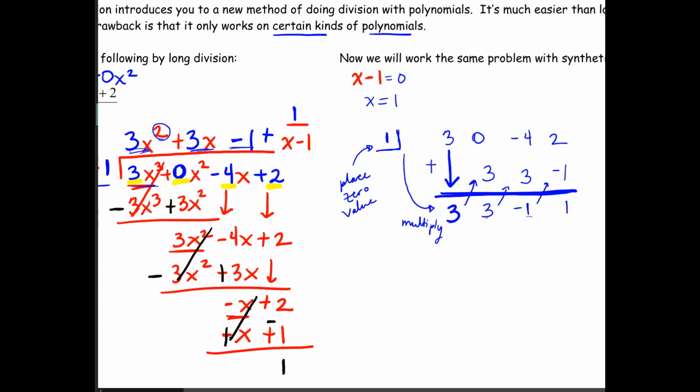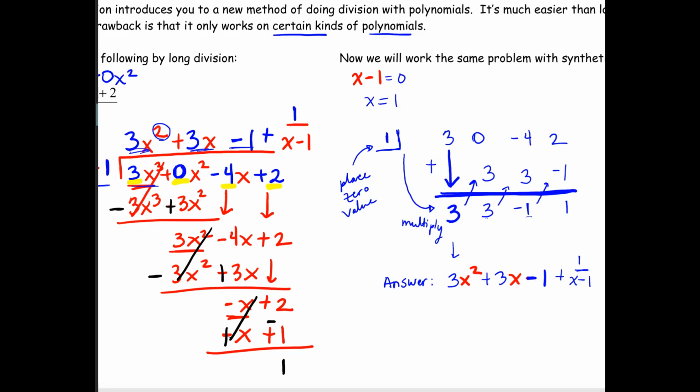So I'm going to place these numbers back into answer format, and my answer becomes 3, and I'm just going to use the different colors to match the previous problem. 3x squared plus 3x minus 1. Oh, whoops, that's the coefficient. Minus 1 plus the remainder of 1 over my divisor, x minus 1. And that would be your answer.